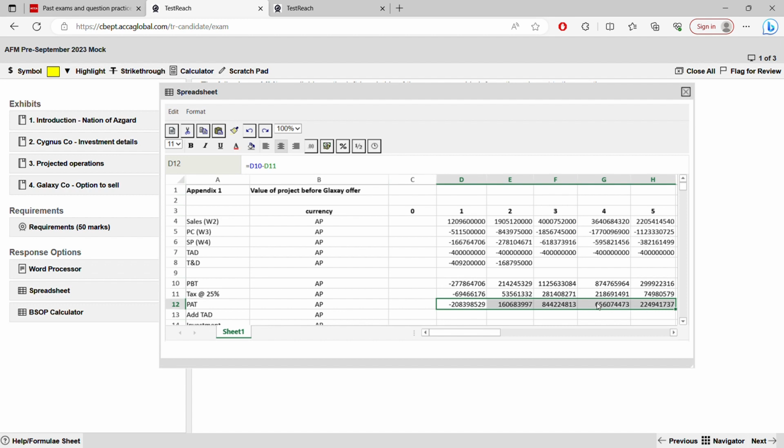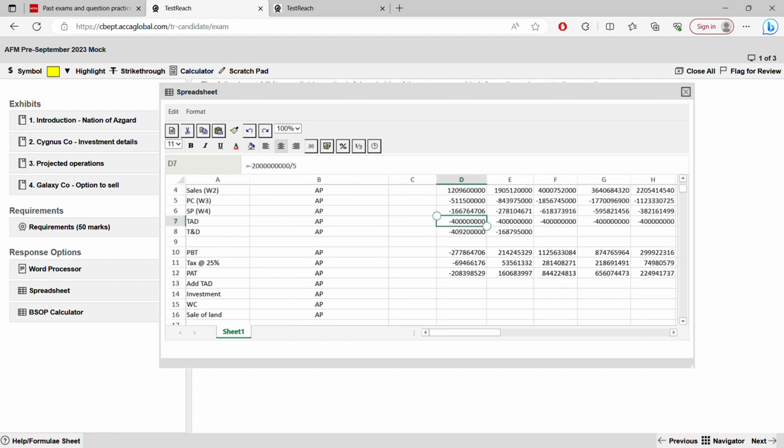Now add back this TAD. Okay, so another shortcut you can do: when you have to copy paste here, again you have to change it to minus, a plus. So rather than doing it, just do like this: 2000 million, 123 123, divide by 5. Just do the function here again, that's it, and just copy paste. This saves time.